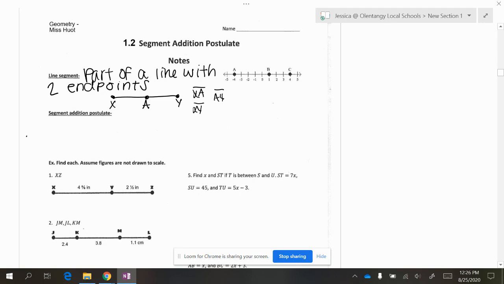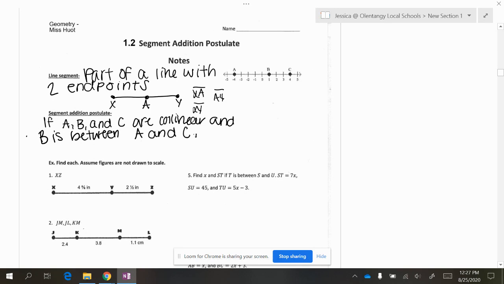So the segment addition postulate is if A, B, and C are collinear. So remember, collinear means that they all lie on the same line, and B is between A and C, then AB plus BC equals AC.